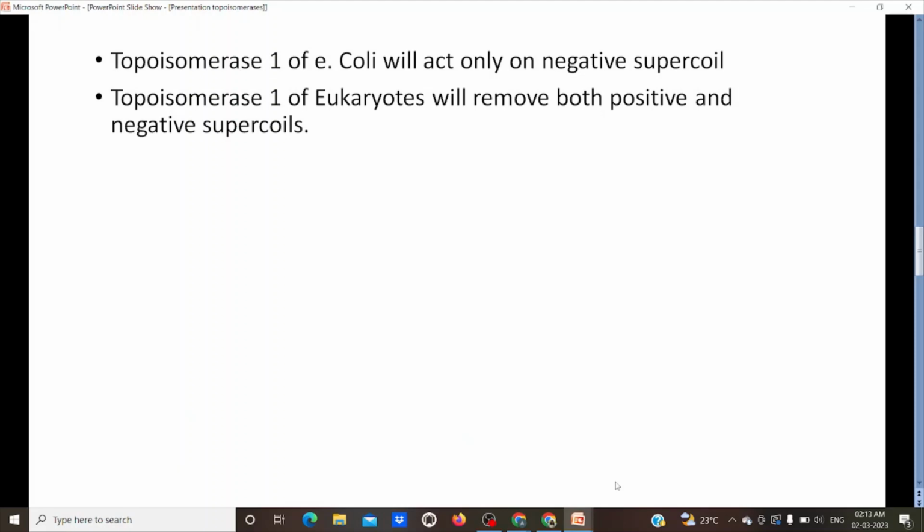The topoisomerase 1 of E. coli will act only on negative supercoils, whereas topoisomerase 1 of eukaryotes will act on both positive and negative supercoilings.